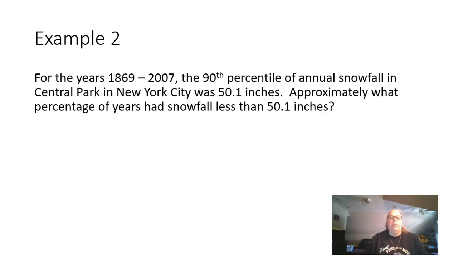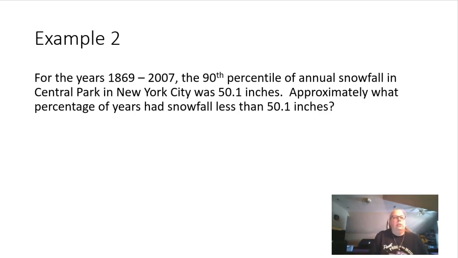Example 2. For the years 1869 to 2007, the 90th percentile of annual snowfall in Central Park in New York City was 50.1 inches. Approximately what percentage of years had snowfall less than 50.1 inches?